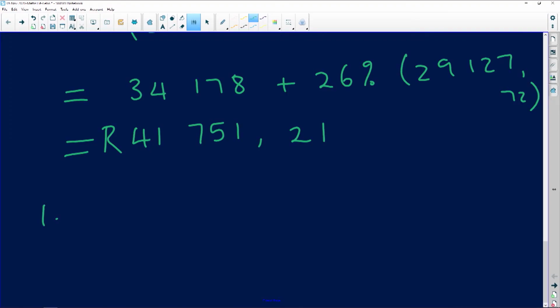The next question says, name the rebates that Petrus may deduct. So this person can only deduct the primary rebate because they are 54 years old. And the secondary rebate is for people who are 65 years and older. This person is only 54. So they only qualify for the primary rebate. So 1.3, primary rebate only.